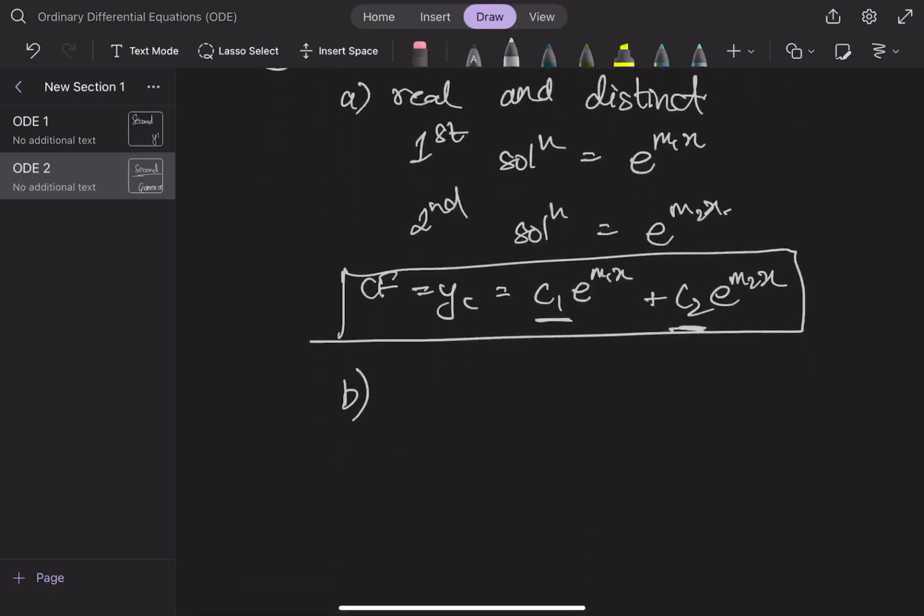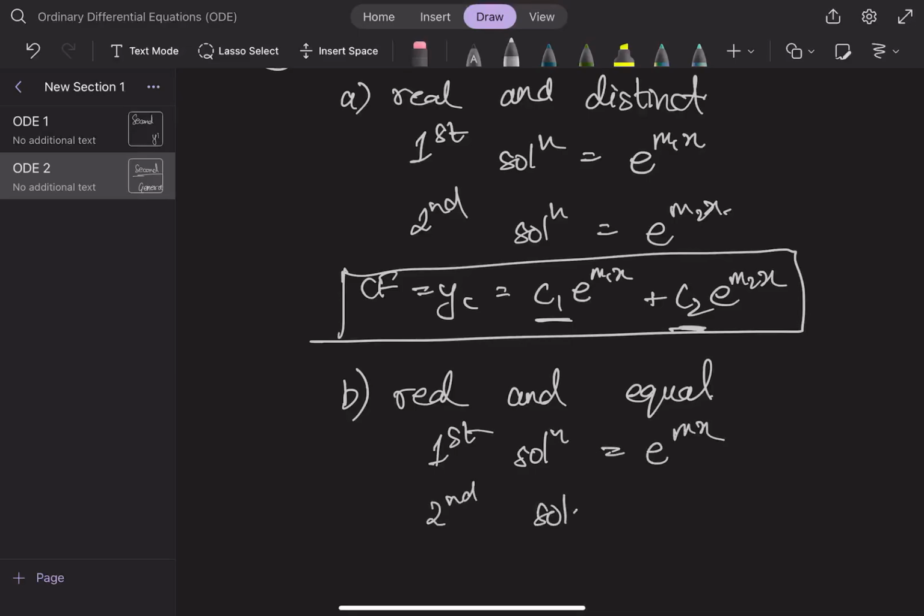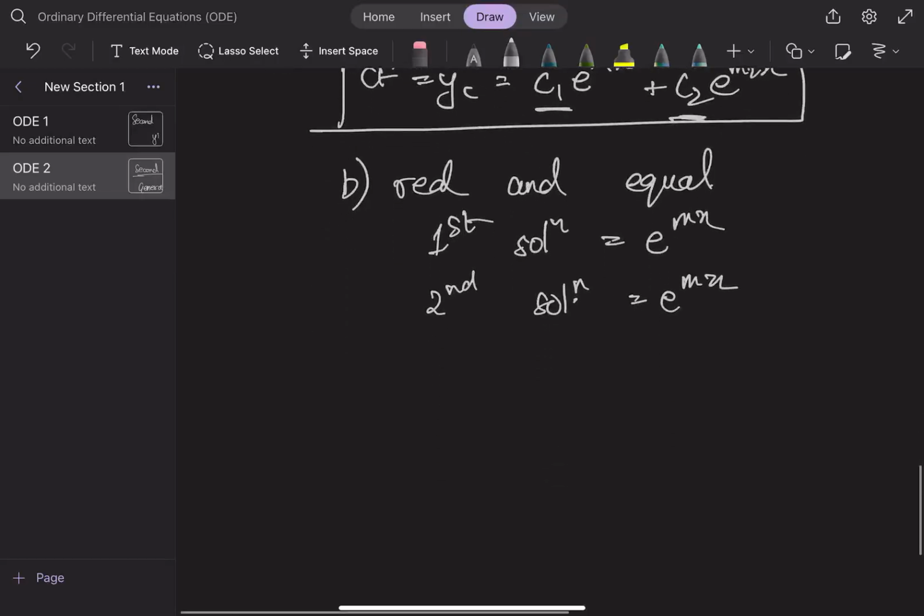Now your second situation may be if the roots are real and equal. So here your first solution will be e raised to mx, and your second solution will also be e raised to mx. Now we encounter a problem over here because these two are linearly dependent.